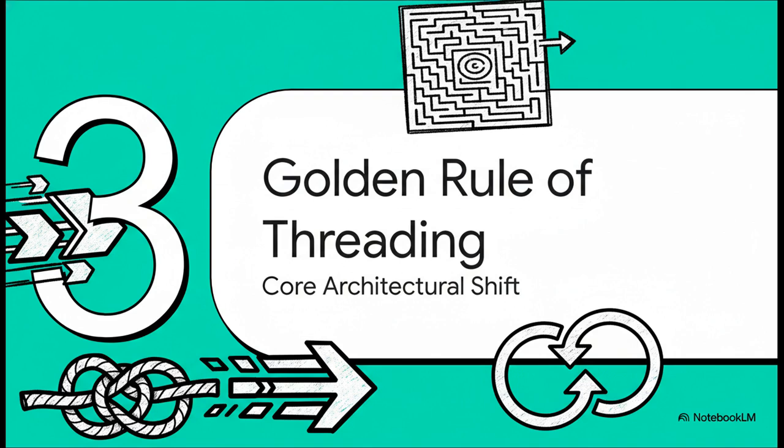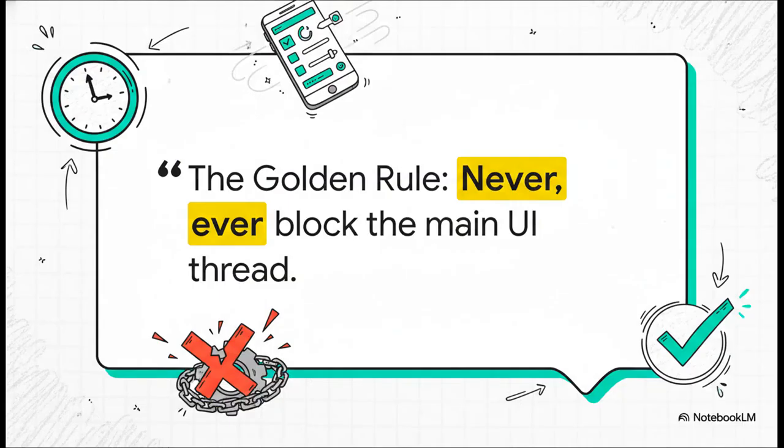This brings us to the second, and I'd argue the most important pillar of performance. This isn't about adding a library, it's about changing how you think and how you write your code. It's about the golden rule of threading. And here it is. This is the commandment. If you remember nothing else from this explainer, remember this. Never, ever, under any circumstances, block the main UI thread.